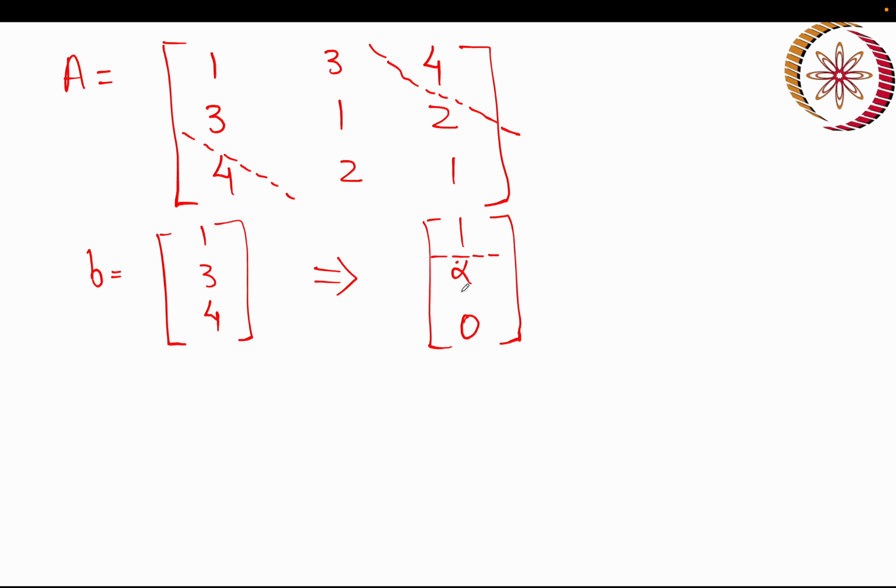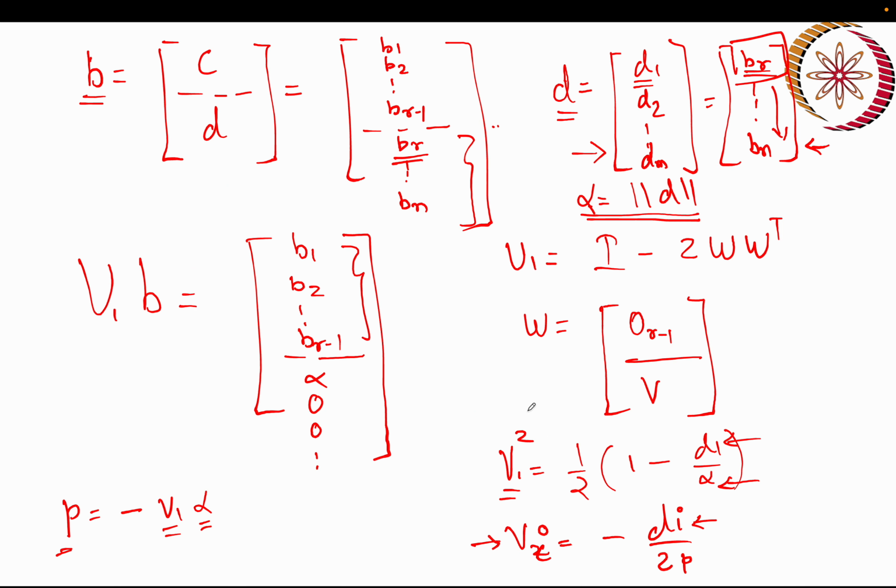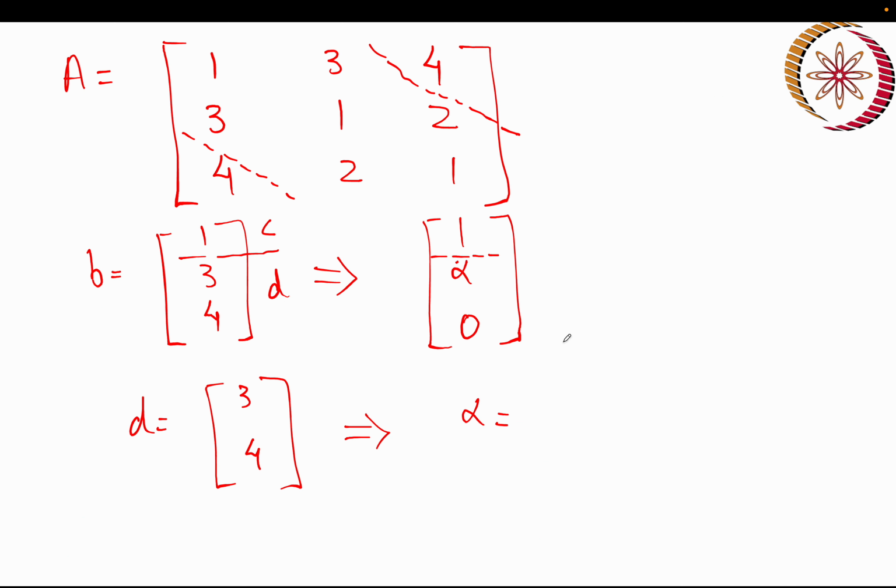Okay, so you can see this part is now for us c, and this part is the d part. So in this d part we want to perform this action. Okay, so I will just write d is equal to 3 4, and then alpha, we saw that alpha is nothing but the magnitude of d. So magnitude of d will be square root of 3 square plus 4 square, which will be square root of 25, which will be 5.